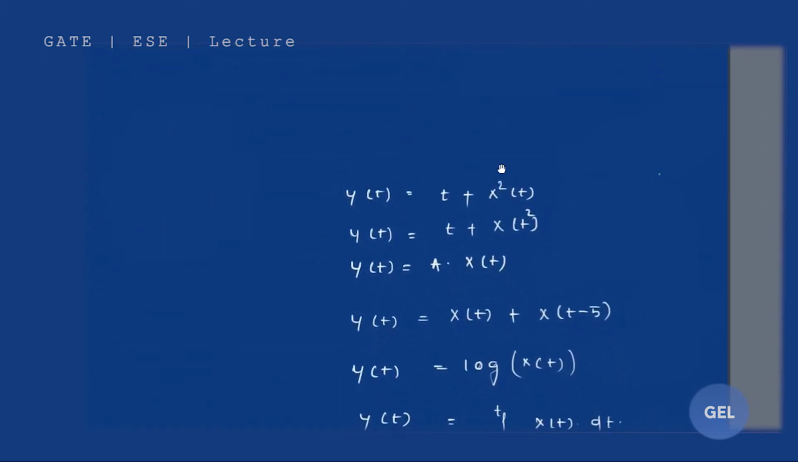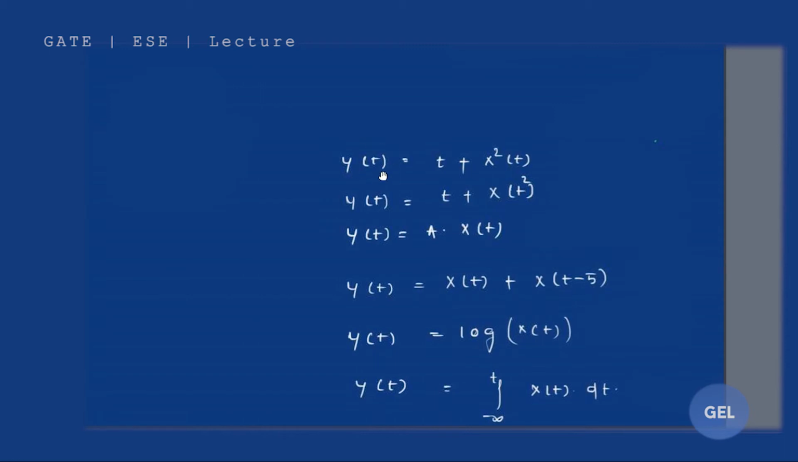Now let's solve a couple of examples. There you will get clarity. Look here carefully: y of t equals t plus x squared of t. That means if you put any value of time instant, it depends on that time instant only. If you put t equals 1, here t will be 1, here t will be 1. If you put t equals 2, here t will be 2, here t will be 2. That means x is the square of 2, like x of 2 whole squared. So there is no effect actually on the expression. So this is your, I'm sorry, let me remove this.